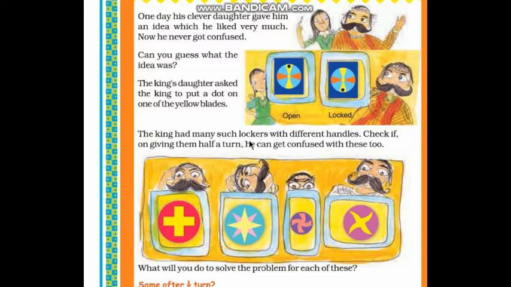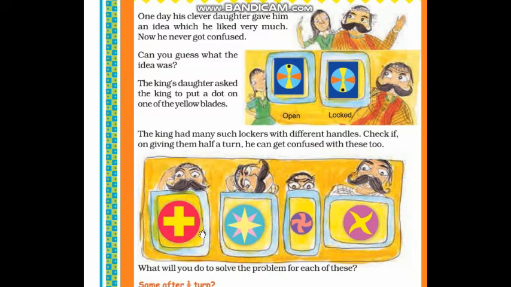The king had many such lockers with different handles. Check if, on giving them half a turn, he can get confused with these two. So these are the lockers with different handles. Now what will you do to solve the problem for each of these? Here the king can get confused on giving the handle a half turn.